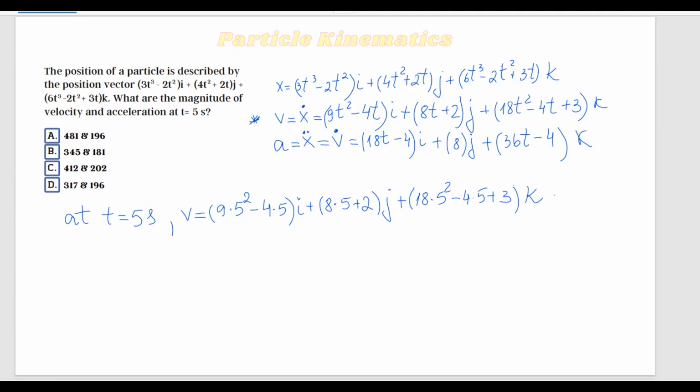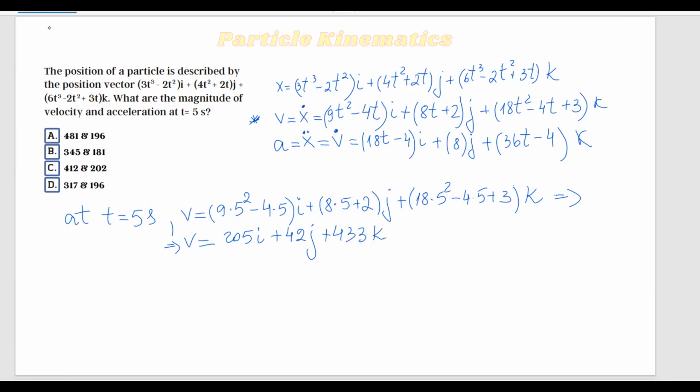Once you do all the calculations, you should get the result that the velocity vector v equals 205i plus 42j plus 433k.